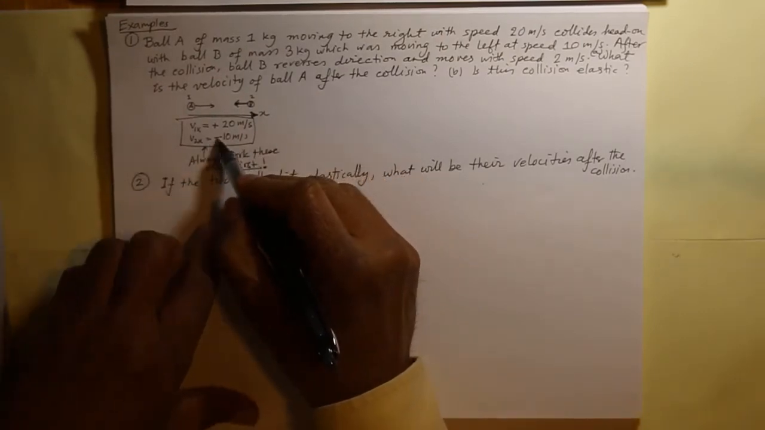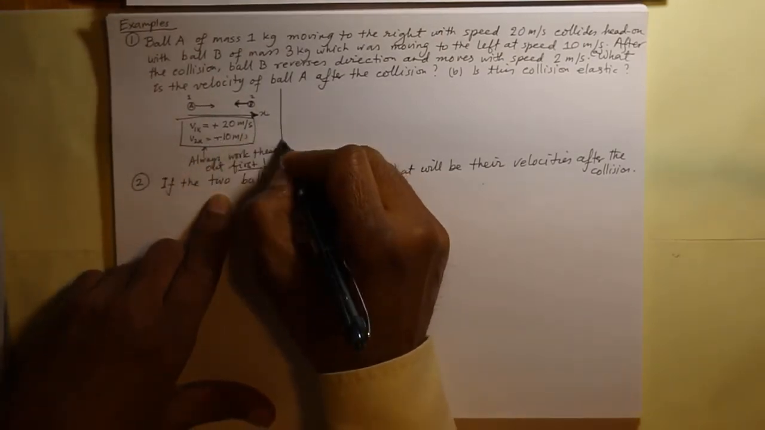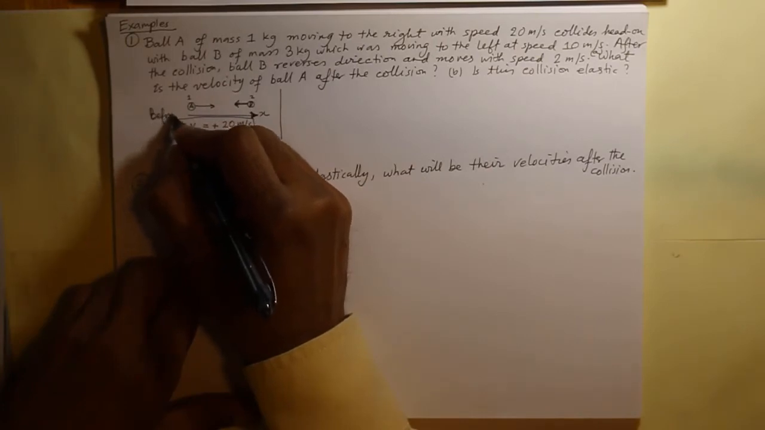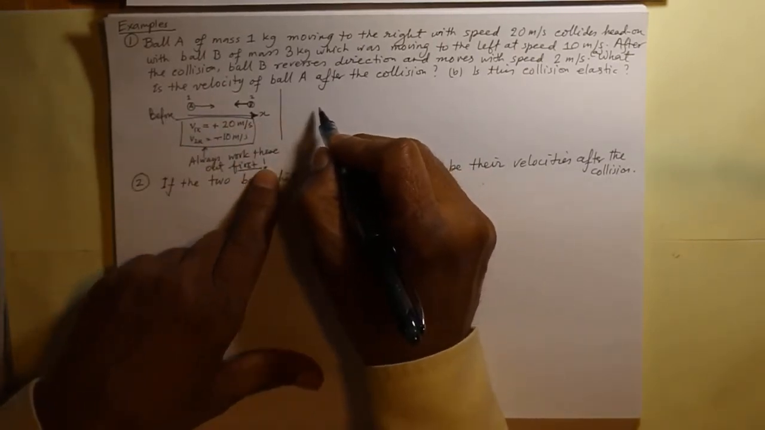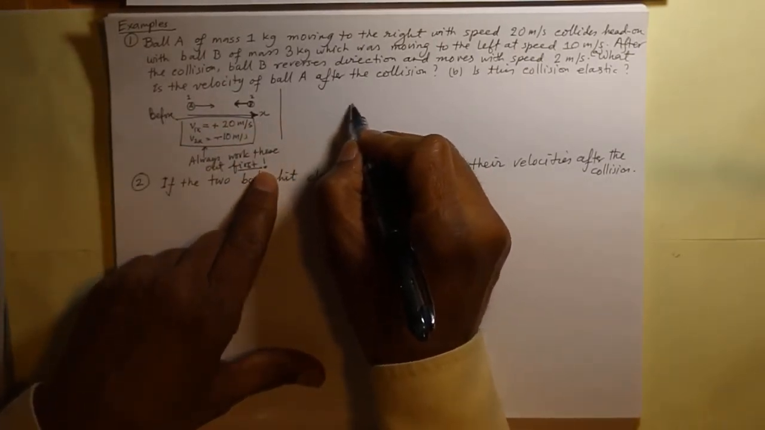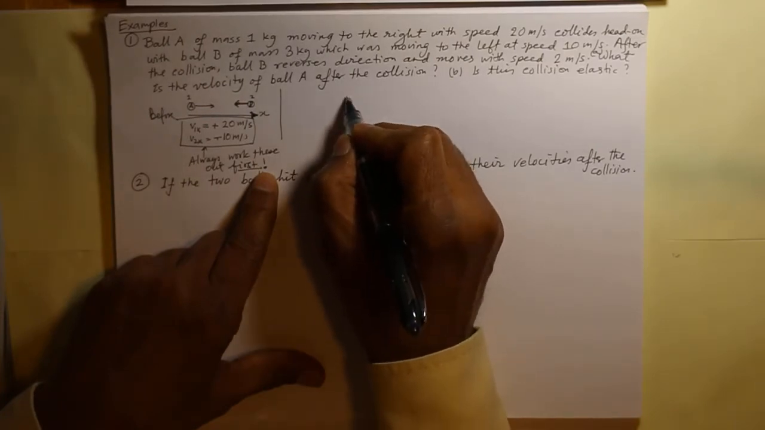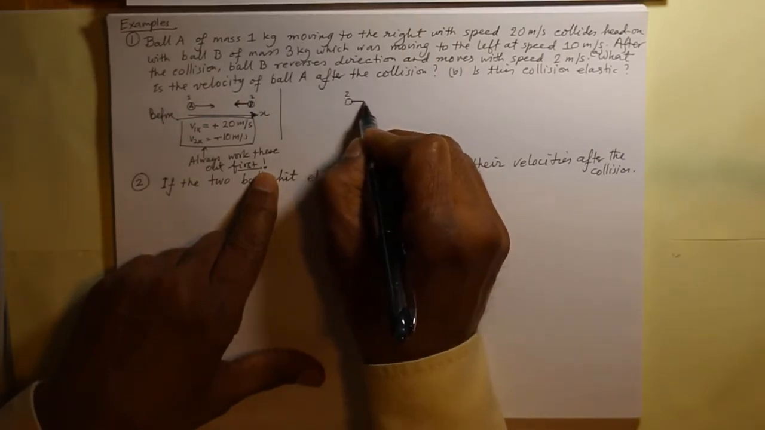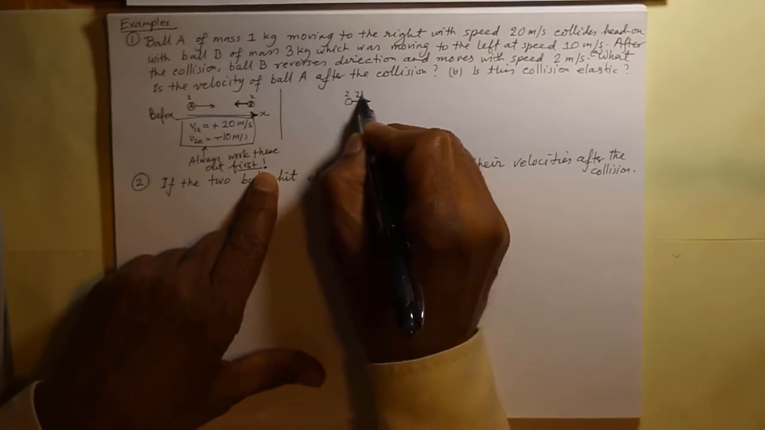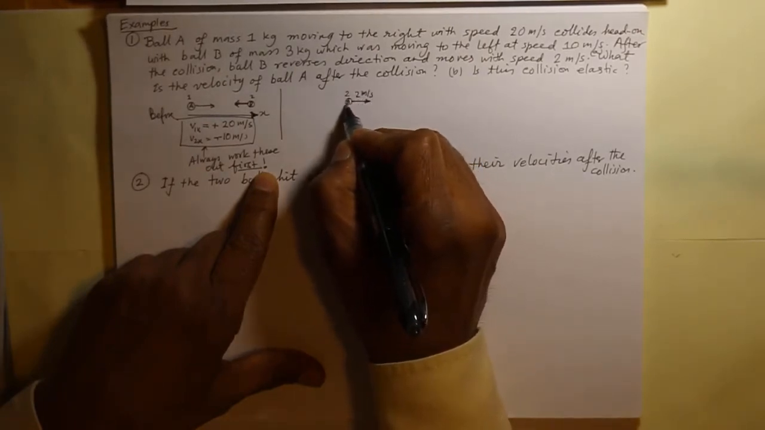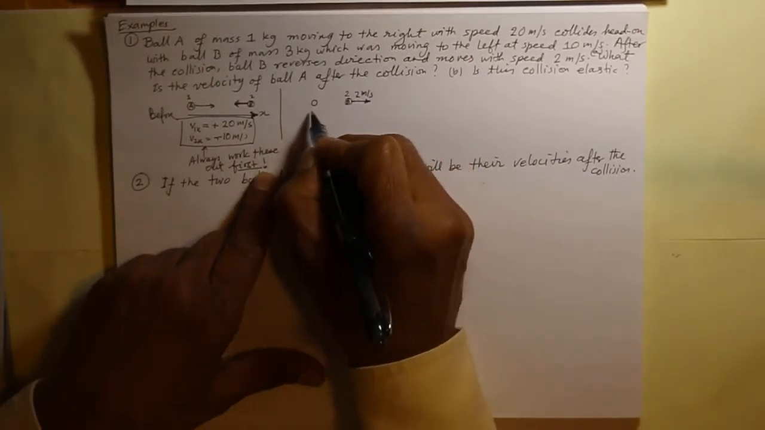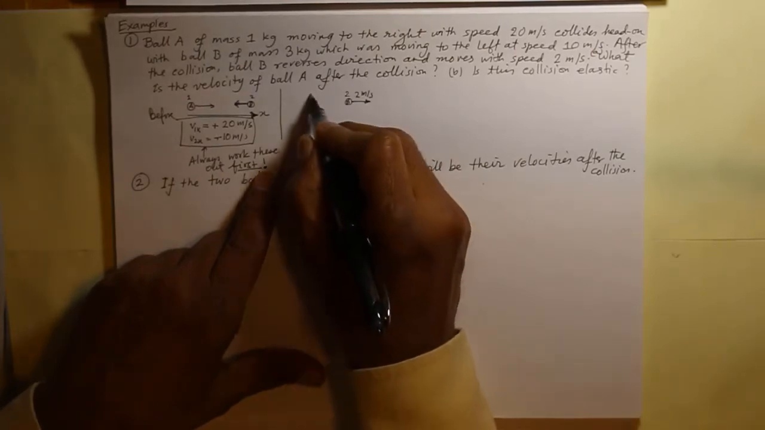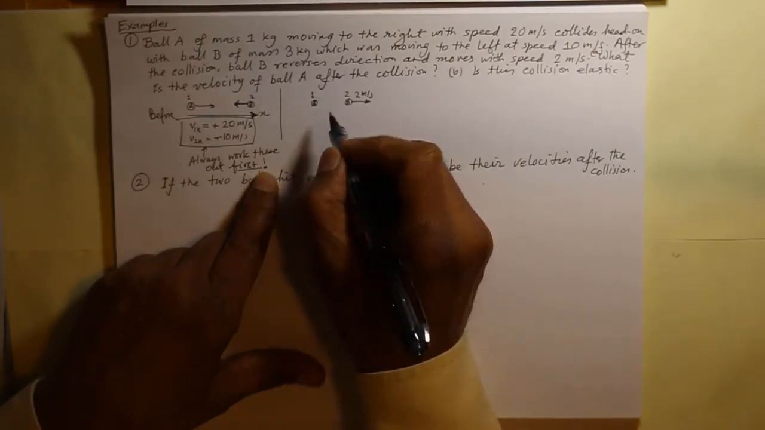So I caught this minus sign here, right? This is the before situation, and in the after situation, it says the second ball, B, goes this way at 2 meters per second. That's ball B. And ball A, I don't know what's going to happen to ball A. So I just work with the components now.